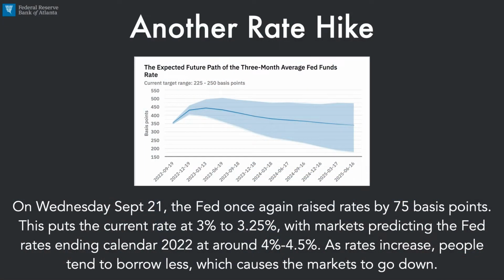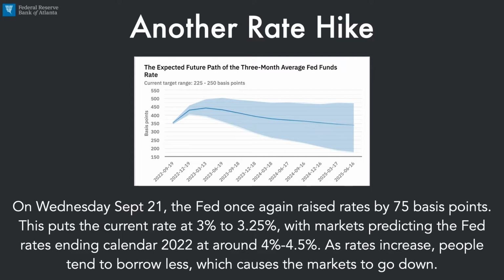On Wednesday, September 21st, the Fed once again raised interest rates by 75 basis points. What's that mean? Three-quarters of a point. This puts the current rate at 3 to 3.25%, with the markets predicting that the Fed rates will end calendar year 2022 at around 4 to 4.5%.